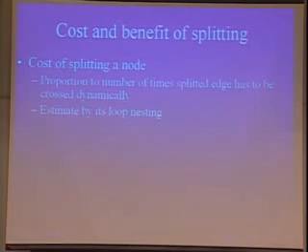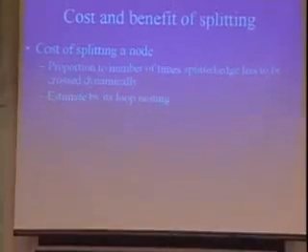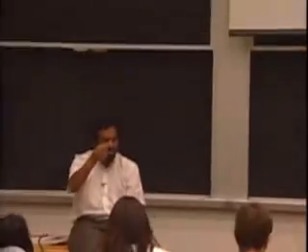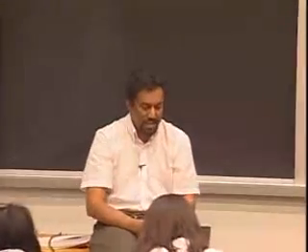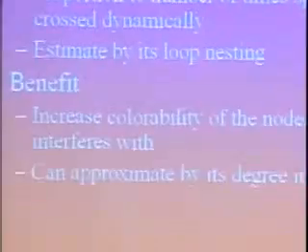So the cost of splitting a node is every time you cross the split point, you actually have to do a save and a store from memory. So you're adding saves and stores. And it probably can be estimated by loop nesting. If you had to split inside the loop, every time the loop iterates, you have to do that. The benefit is increased colorability of a graph, splitting the web in the interference graph.